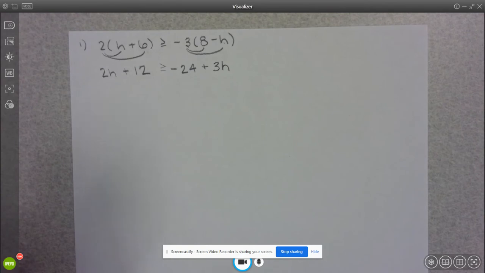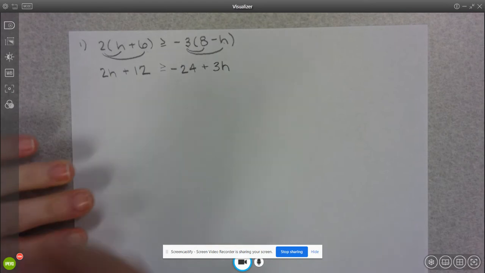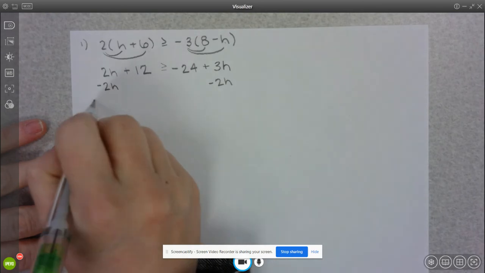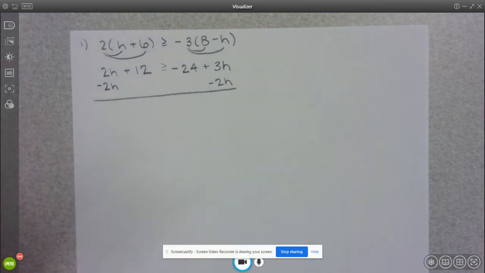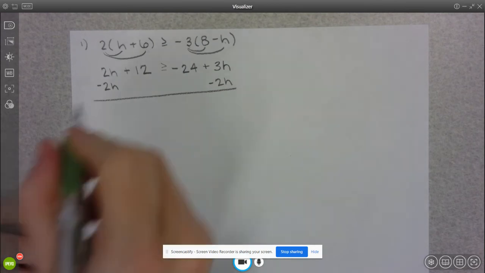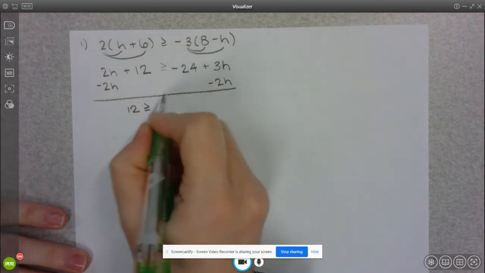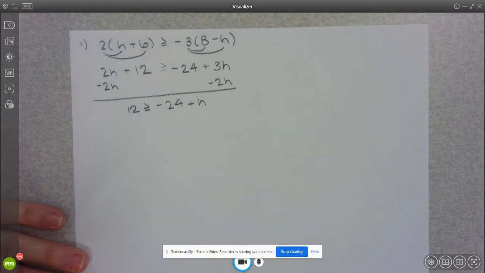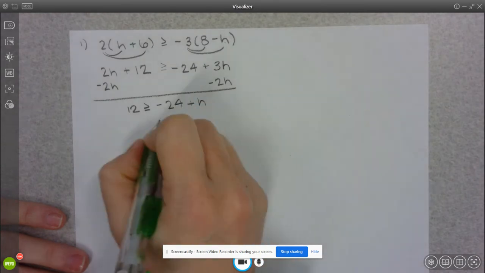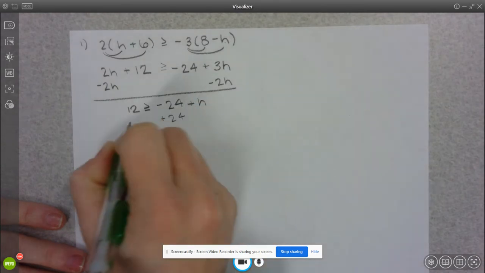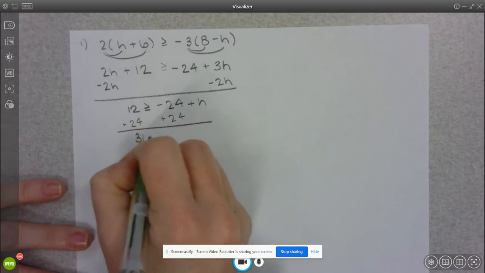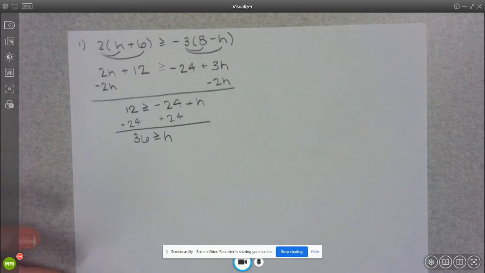Negative 3 times h is going to give me positive 3h. Now, personally, I prefer to have the h coefficient positive if I have variables on both sides. So I'm going to subtract 2h from both sides so that I know h is going to have a positive coefficient, which in this case is just going to leave me with 1h, which is perfect because now I only have one step left. I'm going to add 24 to both sides. So this tells me 36 is greater than or equal to h.